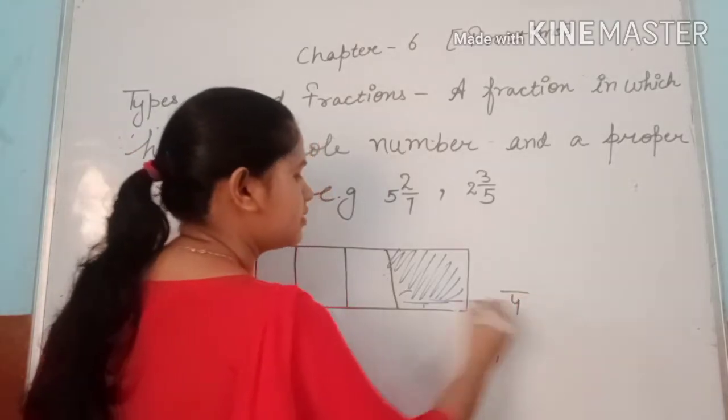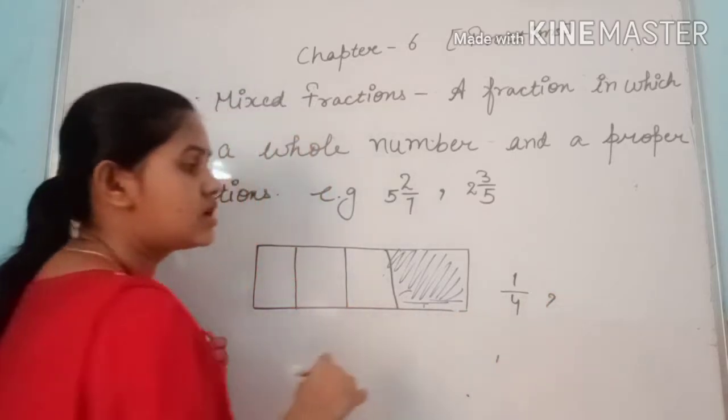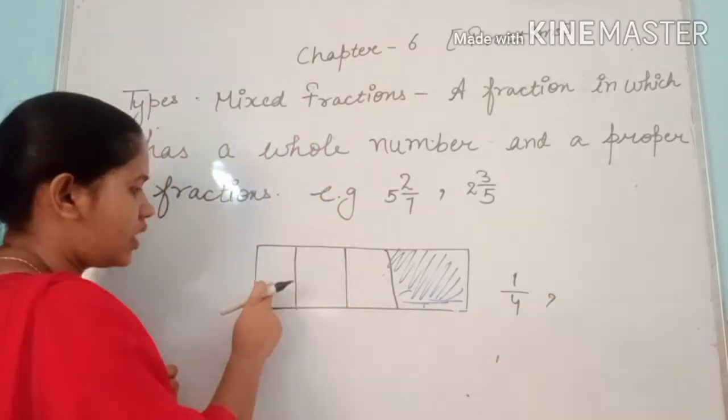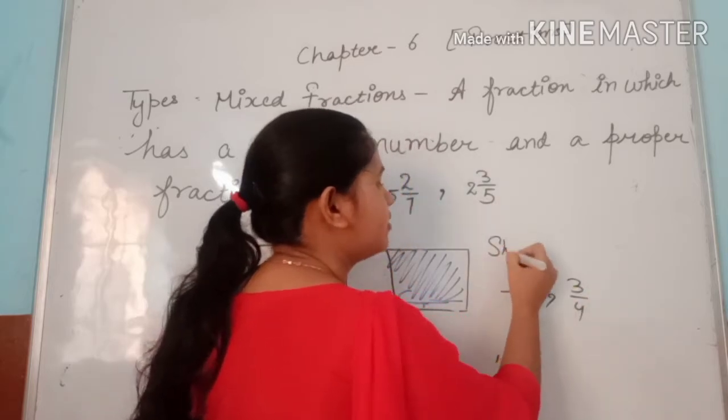I will take 4 here. And how much is shaded? 1. And how much is not shaded? 1, 2, 3. 3 over 4. This one is shaded.